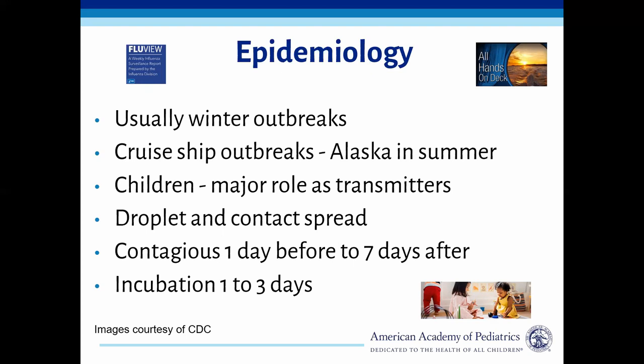The epidemiology of influenza is very different from that of COVID-19. We know that for influenza, children have a major role as the transmitter of infection. We also know this virus, like COVID-19, is spread by droplet and sometimes contact spread, so the use of fomites. You're contagious with influenza for a day before you get symptoms to 7 days after, and the incubation period is very short, only 1 to 3 days. So this rapidly goes through a family.